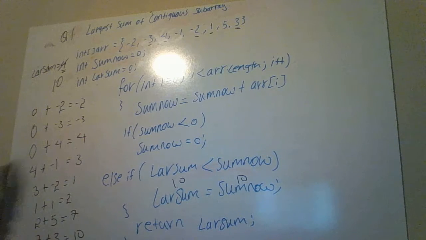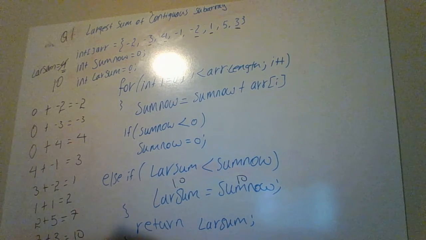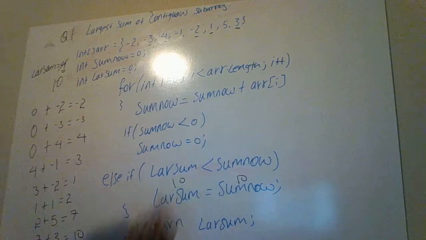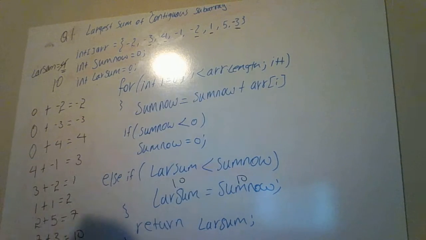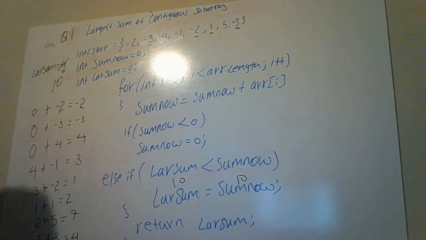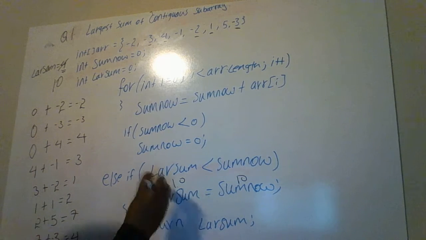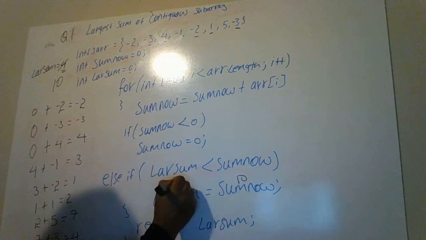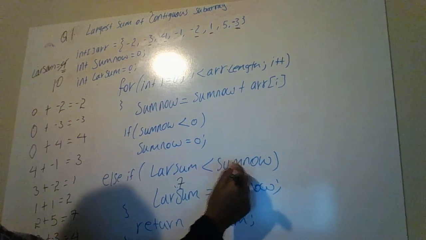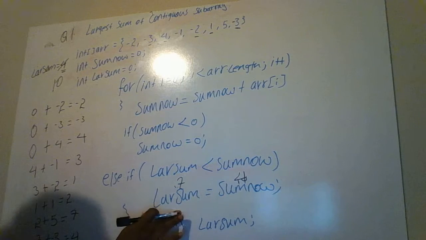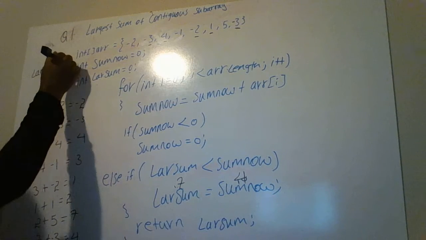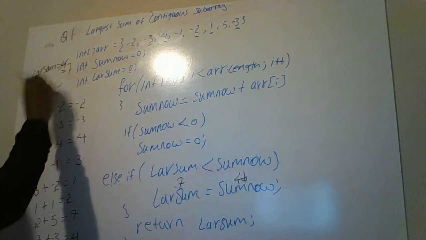And then we will return our large sum, which is 10. But I think on the question we had -3. If it was -3, then 7 plus -3 would be 4. So since 4 is going to be less than 7, because we had 7 here before, we're not going to update our large sum, and then we would just return 7 instead of 4.